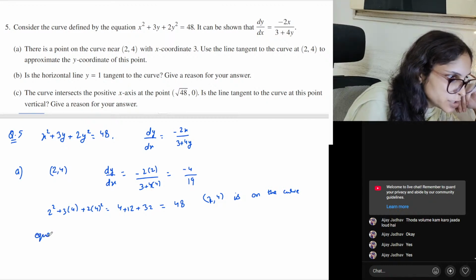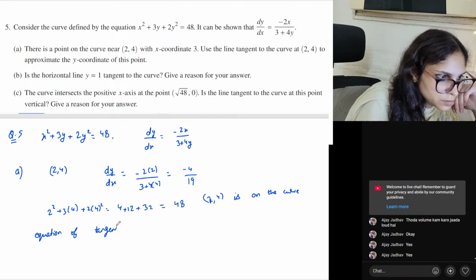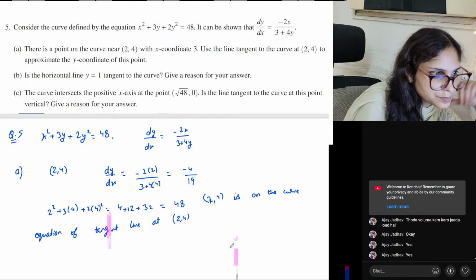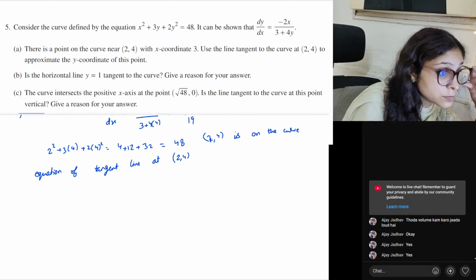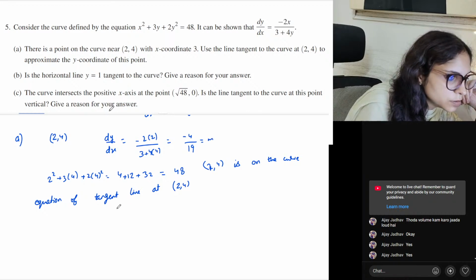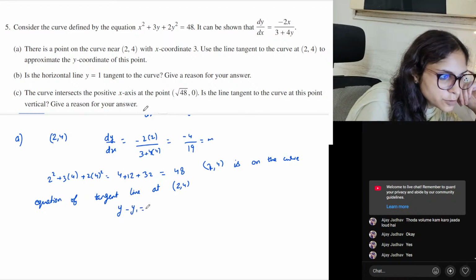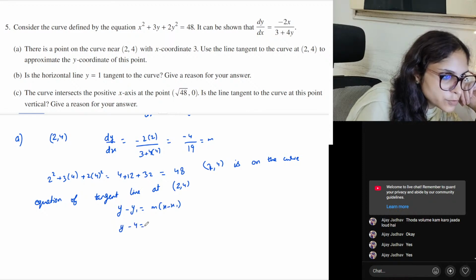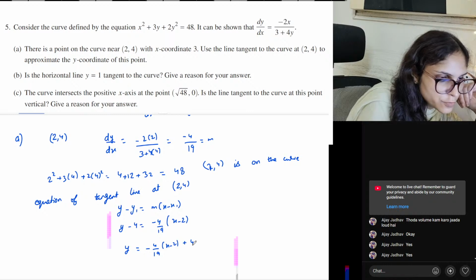So now equation of tangent line at 2, 4 would be, this is the slope. y minus y1 is equal to m times x minus x1. So y minus 4 is equal to negative 4 over 19 times x minus 2. So y is equal to negative 4 over 19 times x minus 2, plus 4. Okay.